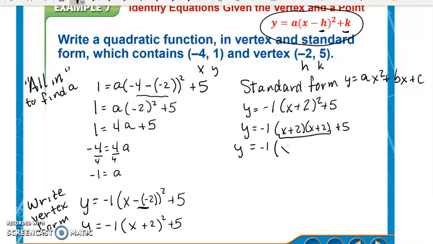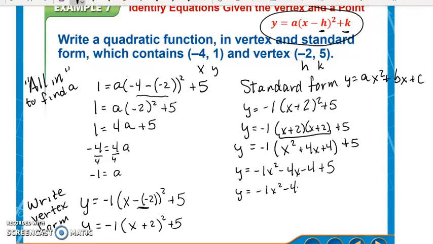The result of FOIL is x squared plus 4x plus 4, or it's a perfect square if you know what that is. Keep the parentheses around that because the negative 1 has to be distributed in. And then you're going to add 5 to it. So this will be y equals negative 1x squared minus 4x, and then simplify to make that plus 1. So this right here is standard form.